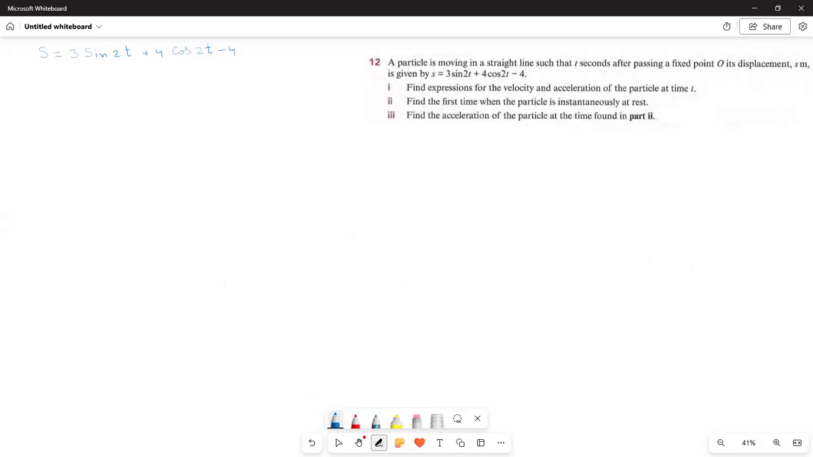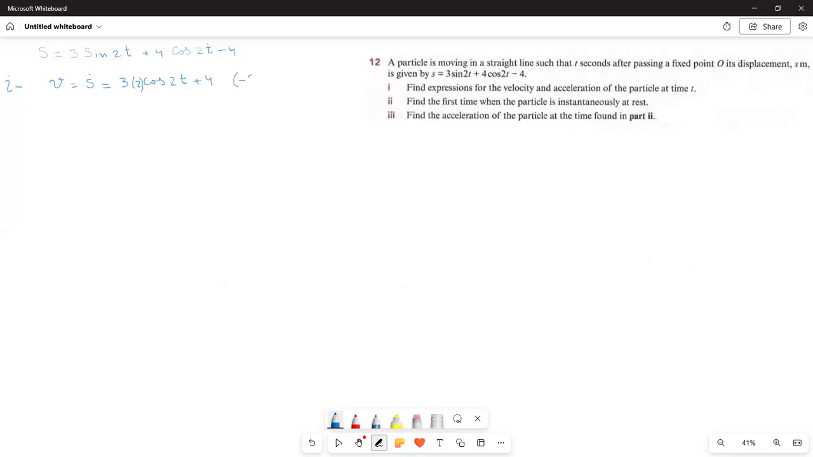The first part is that we need to find the velocity and acceleration as a function of time. So remember, the velocity is the derivative of displacement. This dot means the derivative with respect to time. So we need to differentiate this with respect to time. So 3, and the derivative of sine 2t is cos 2t, and the derivative of 2t is 2, so we will multiply with 2 here. Plus 4. Derivative of cos 2t is minus sine 2t.